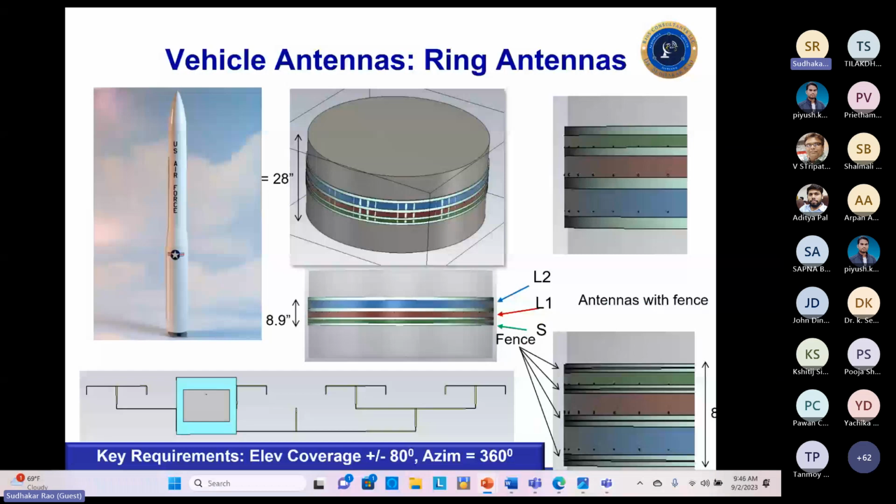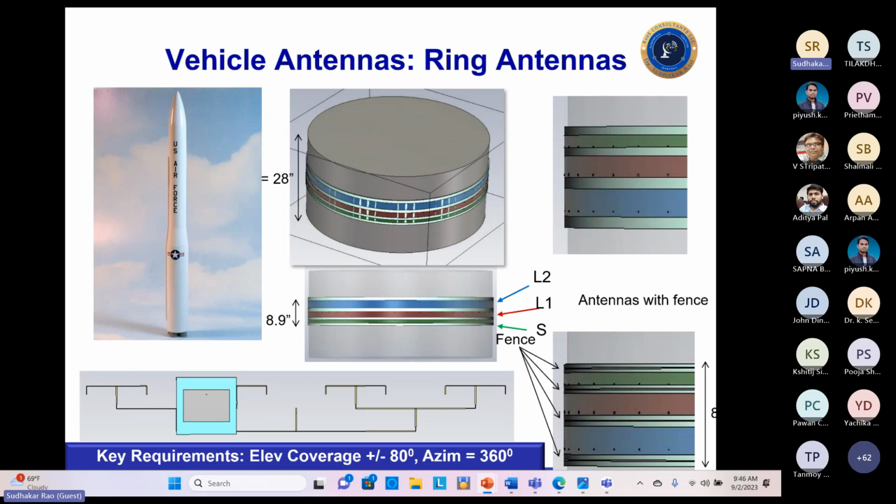So this is the ring antenna for advanced missiles, which I was working on till last year; we finished the critical design review. You can see this works at L band, GPS bands L1, L2, and also S band, which is command and telemetry, and provides the telemetry signal.